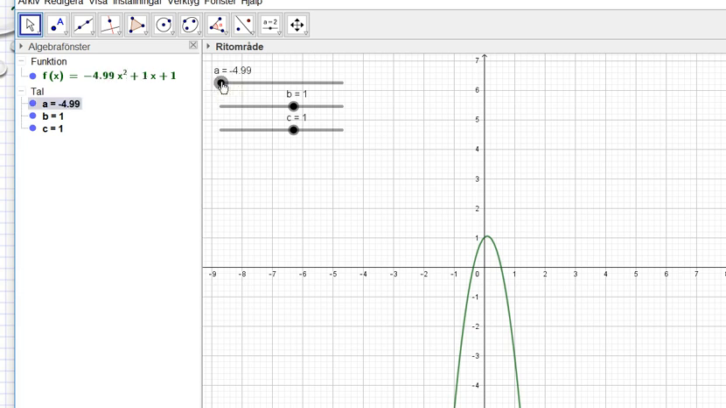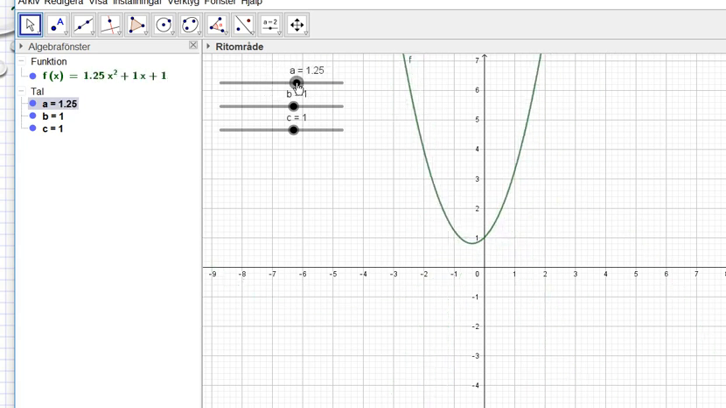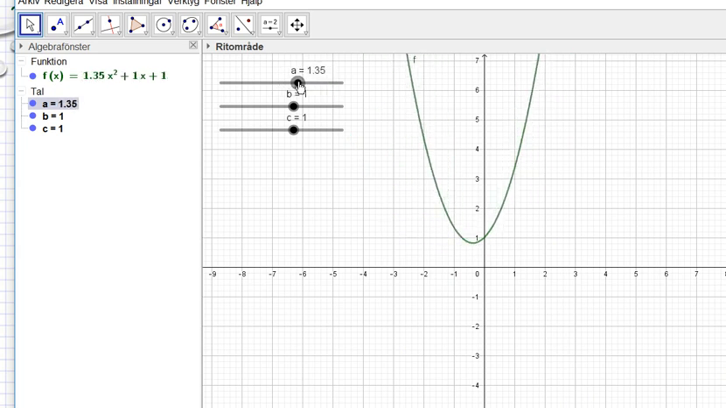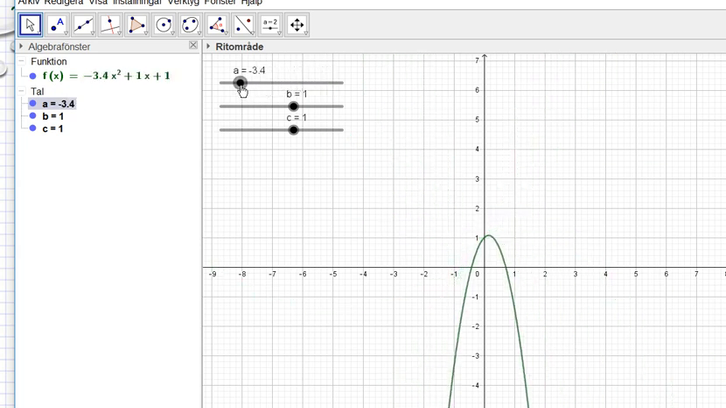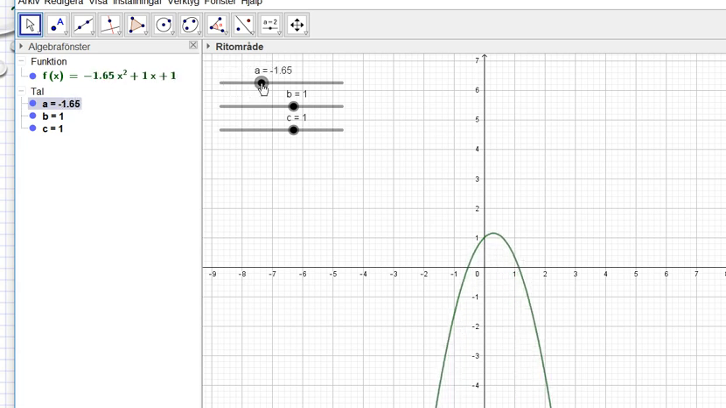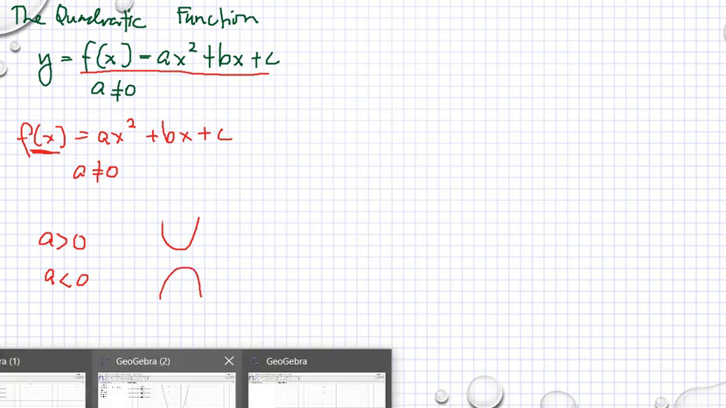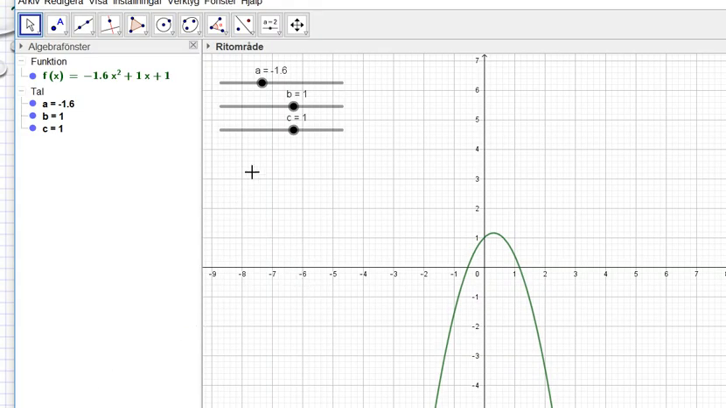Okay, a also gives you the idea of which way it opens. When it is positive, it opens upwards. When it is negative, it opens downwards. I usually say to my students that when a is greater than 0, then it is happy, and when a is less than 0, then it is sad. Okay, I'll go back to my graph here.